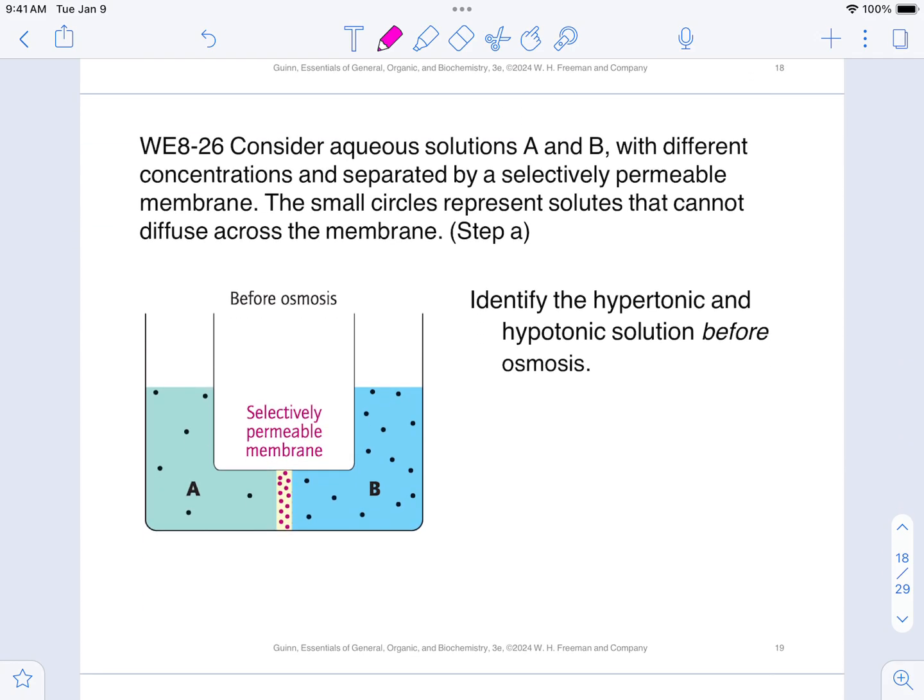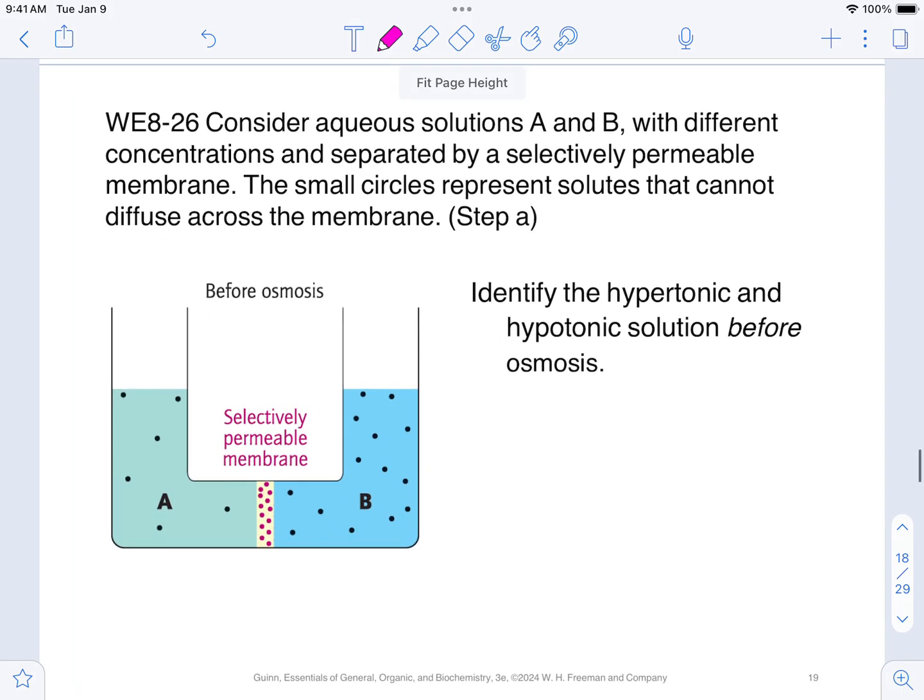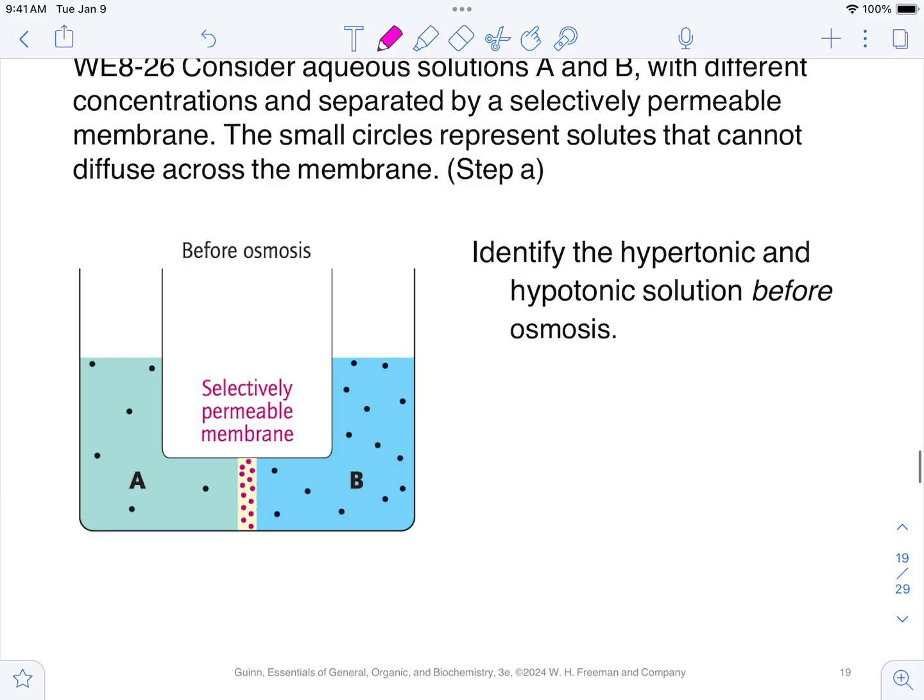It says, consider aqueous solutions A and B with different concentrations and separated by a selectively permeable membrane. The small circles represent solutes that cannot diffuse across the membrane. Identify the hypertonic and hypotonic solution before osmosis. If you're looking at your solute particles in A versus B, there are fewer in A than in B. So A would be your hypotonic, and B would be your hypertonic.